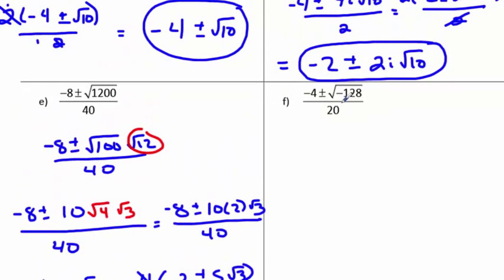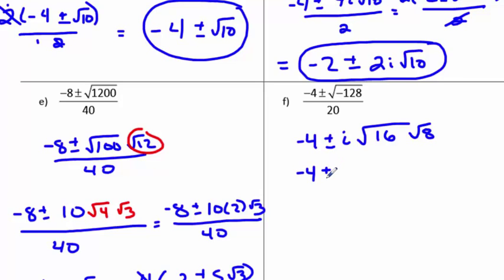Let's look at part F. I've got negative 4 plus or minus. I can start with i since I know I've got a negative in the square root. Let's try to break down 128. I know that 16 goes into 128 8 times.